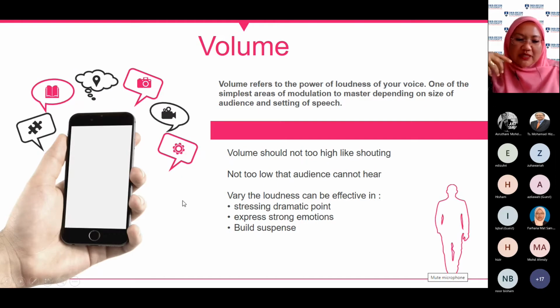Volume. All right, so I've already given you the example of how volume plays a very important role in making a presentation. If I cannot hear you in class, I cannot give you marks. Same thing goes with business presentation. If the audience or your potential client cannot hear you, how can they know about your product? How can they know about your services? How can they know how good a product is as compared to your competitors? All right, so it refers to your loudness.